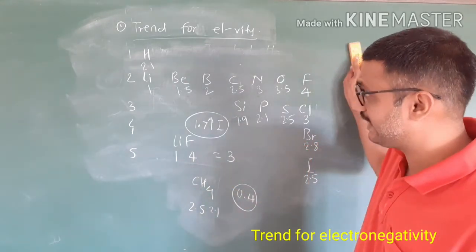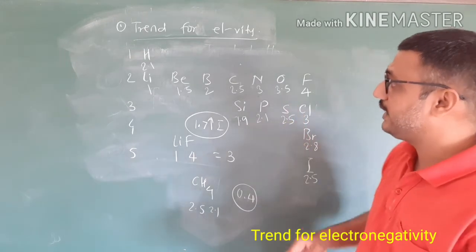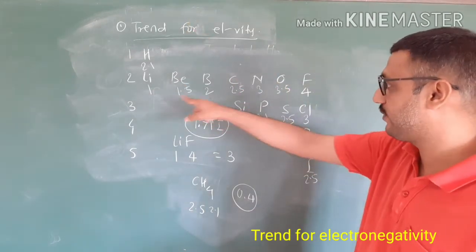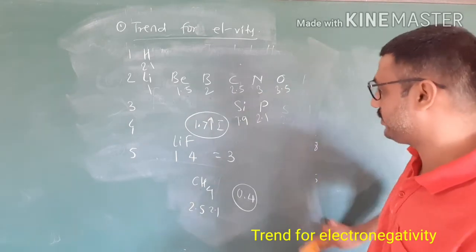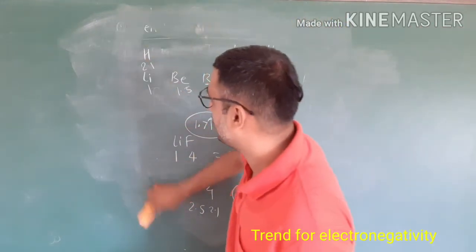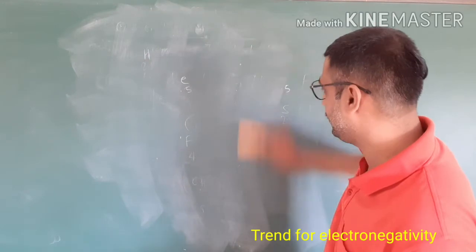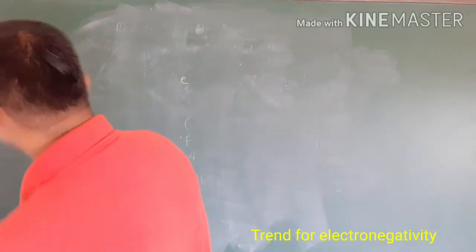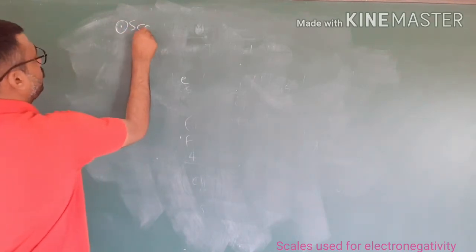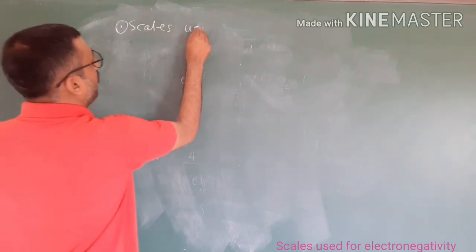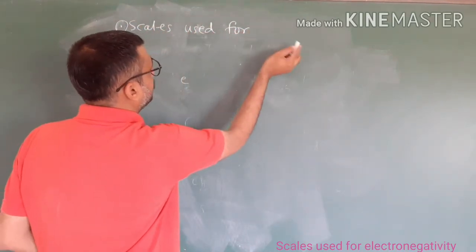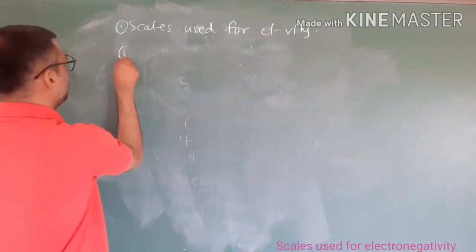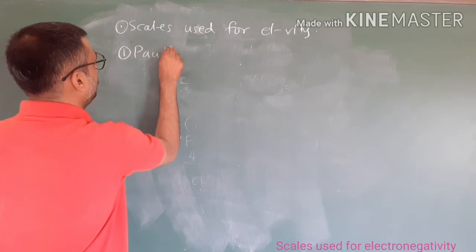So this is about the trend. In a group, electronegativity value decreases from top to bottom, and from left to right in a period, electronegativity value increases. So let's move towards the climax of today's lecture, that is, different scales for electronegativity. Scales used for determination of electronegativity values. So the first scale was given by the scientist Pauling.